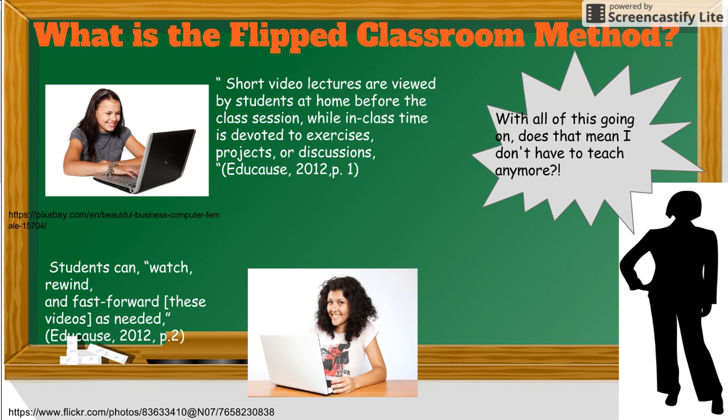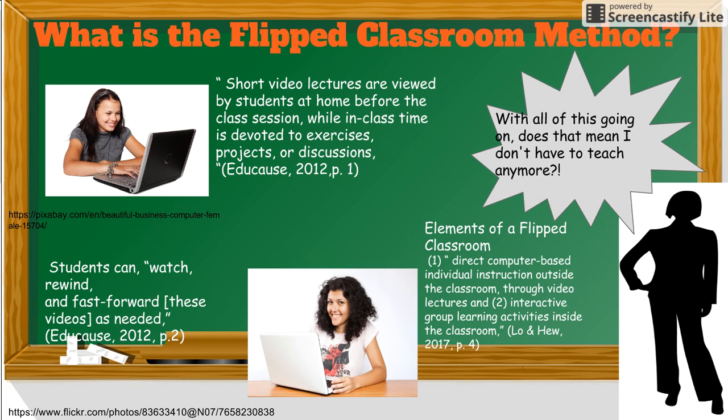Low and Hughes state that implementing the flipped classroom method should consist of two elements. One, direct computer based individual instruction outside the classroom through video lectures, and two, interactive group learning activities inside of the classroom.